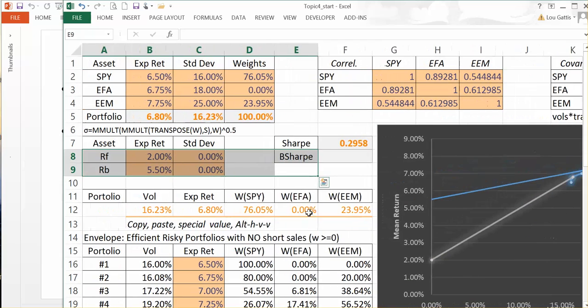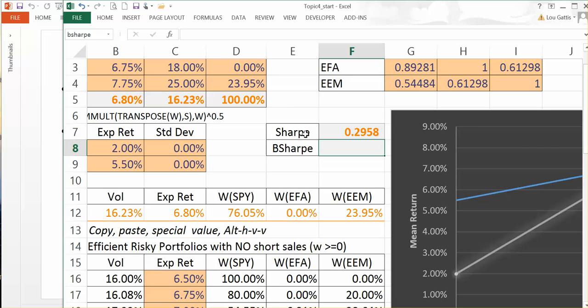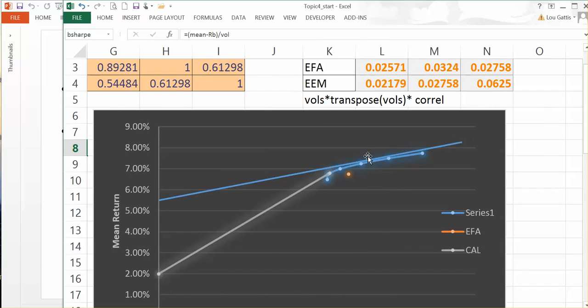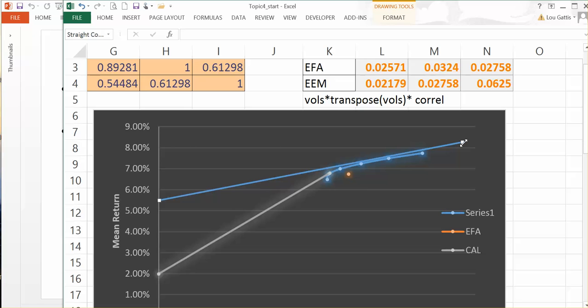So back to our Excel here. I have a thing called B sharpe, which stands for borrowing Sharpe, and I'm going to put a formula in there. Let me copy the Sharpe formula down, and all I do is make one change: the mean portfolio minus RB over vol. So that's my slope of a line extending from RB. The last thing I ran was this portfolio here. So currently in the data, I'm getting the slope of this tangency portfolio here. But I want to run a solver and find this point.